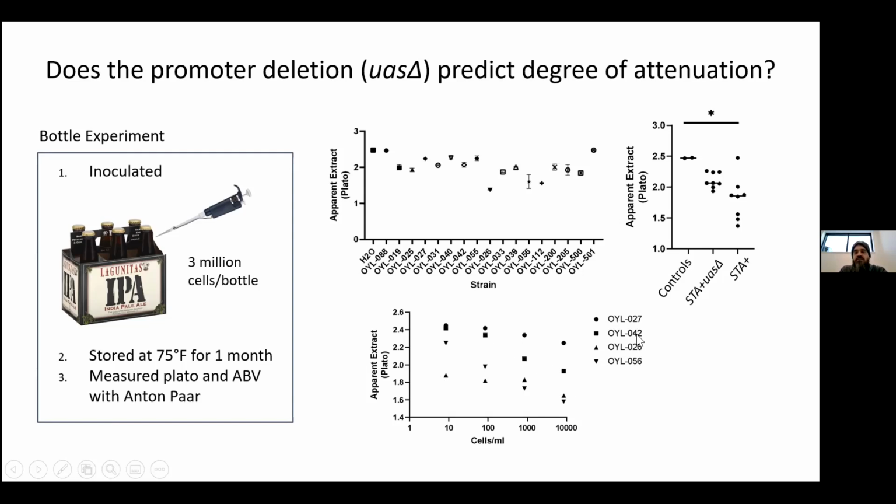Interestingly, this 042 is a promoter deletion. When you get to a high enough level, even though this has its promoter deleted, you still do see some super attenuation with that strain over time.